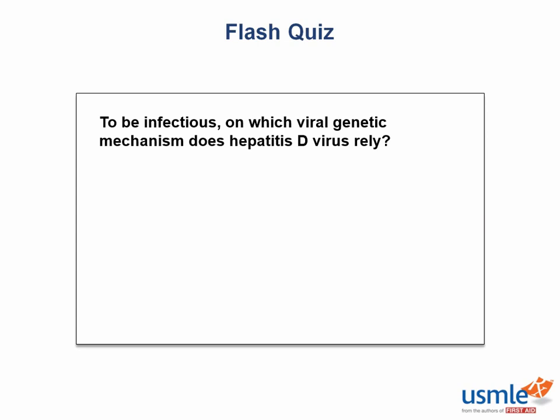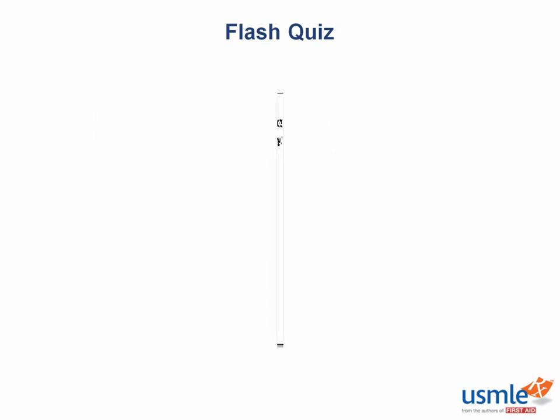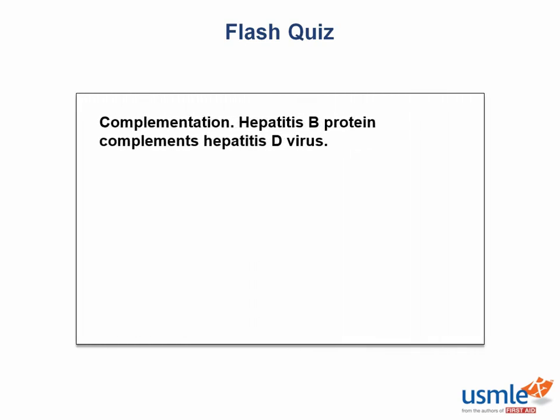So now time for a flash quiz. To be infectious, on which viral genetic mechanism does hepatitis D virus rely? Remember, it relies on complementation. Hepatitis B protein complements hepatitis D virus so that it can survive and be infectious.